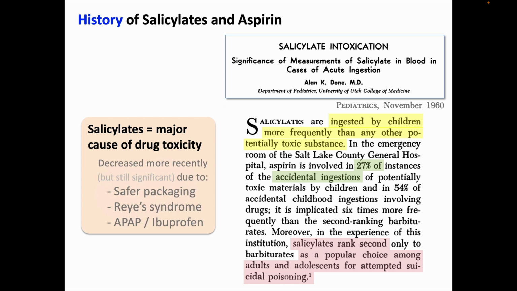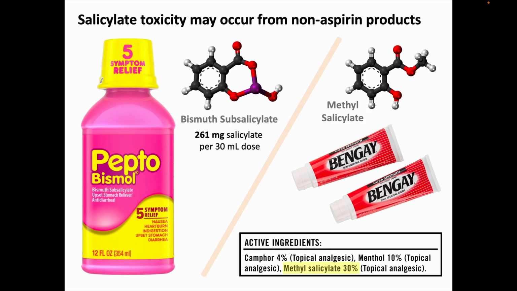But several things have occurred since then, reducing the risk and occurrence of salicylate toxicity, such as safer child-resistant packaging, the recognition of Reye's syndrome's association with aspirin exposure, and the nearly contemporaneous availability of alternate over-the-counter antipyretics and analgesics such as acetaminophen and ibuprofen. And while aspirin is still the primary source of toxic salicylate exposures, salicylate toxicity can occur from non-aspirin products too.